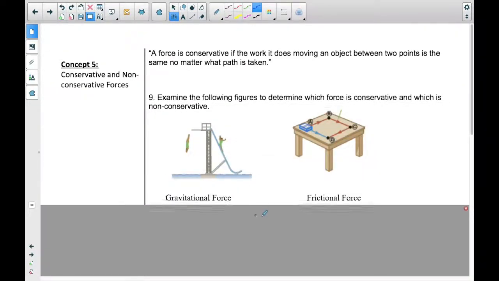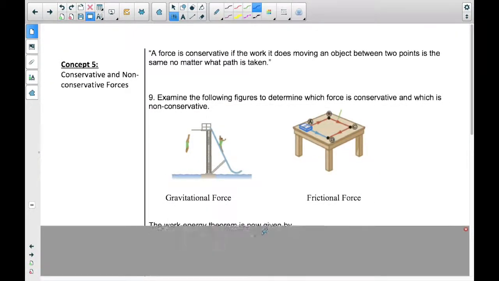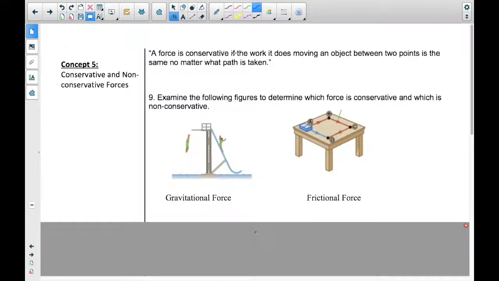What we are talking about with conservative and non-conservative forces is that a force is conservative if the work it does moving an object between 2 points is the same no matter what path is taken. They have some examples here. If we look at these examples, these two swimmers, divers, whatever, took 2 different paths. This person dove essentially going straight down. This person took a slide where their action had a much different path, but yet their change in energy was exactly the same. That is conservative.